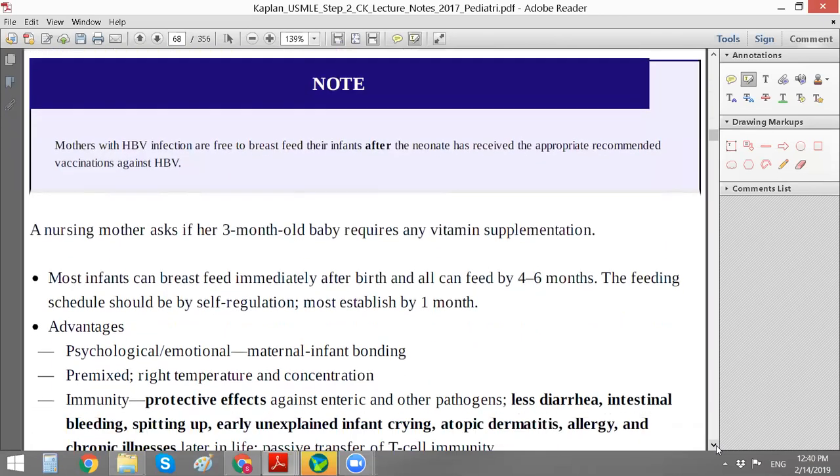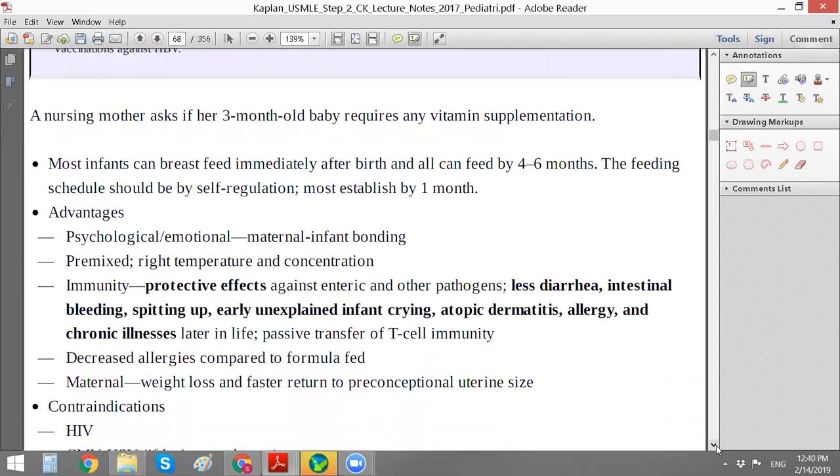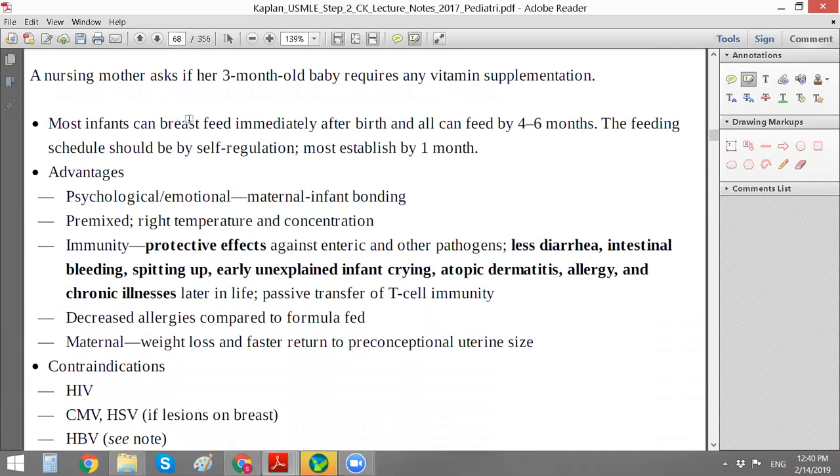Breastfeeding. Mothers with HPV infection are free to breastfeed their infants after the newborn has received the appropriate recommended vaccinations against HPV. A nursing mother asks if her 3-month-old baby requires any vitamin supplementation. Most infants can breastfeed immediately after birth and all can feed by 4 to 6 months. The feeding schedule should be self-regulated, mostly established by one month.